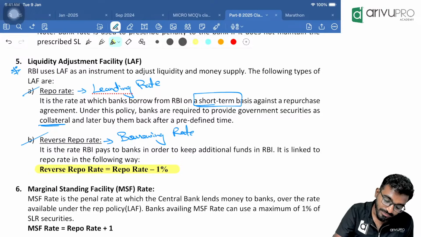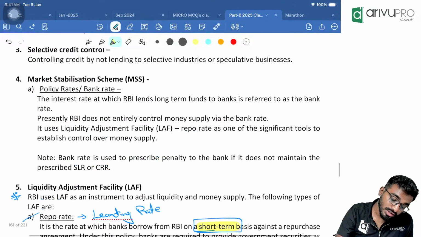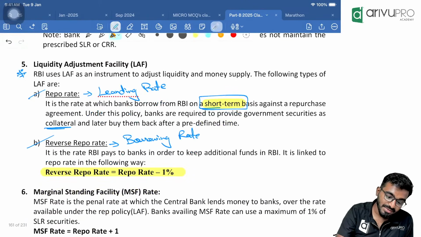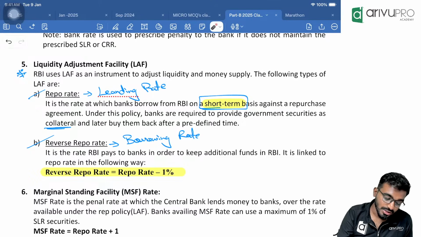And this repo rate is short term. Earlier, there was a long term facility, but now it has been scrapped. No more existing. That is called bank rate. Clear? Okay, sir. The first time the bank comes, we will help under the concept of repo rate.